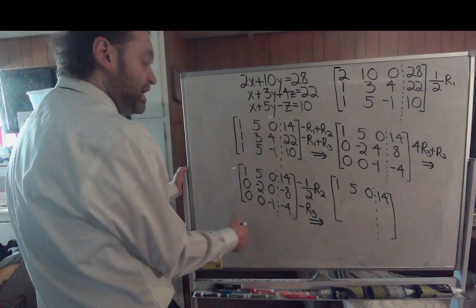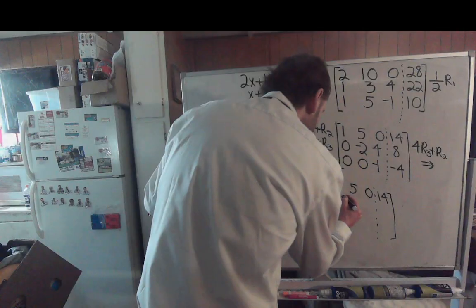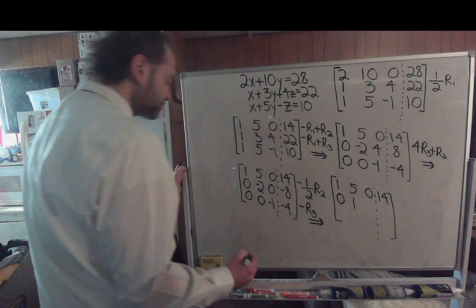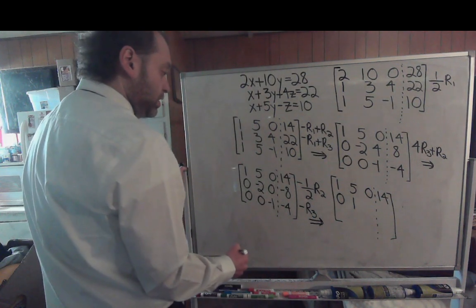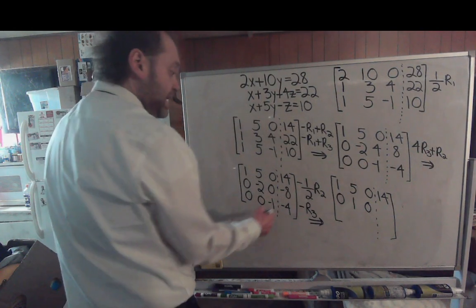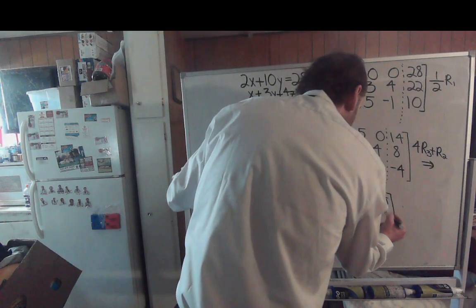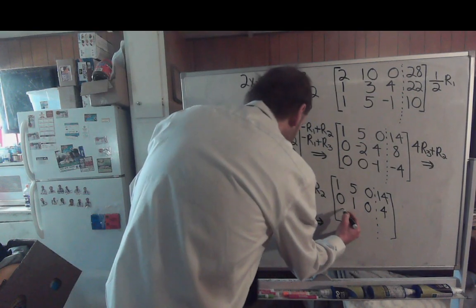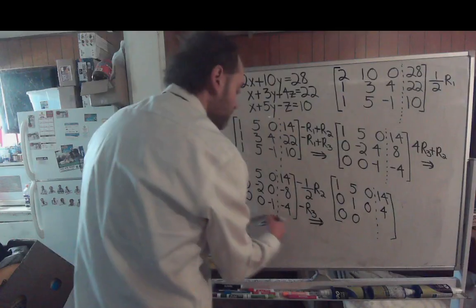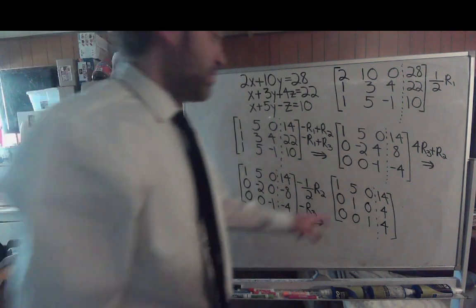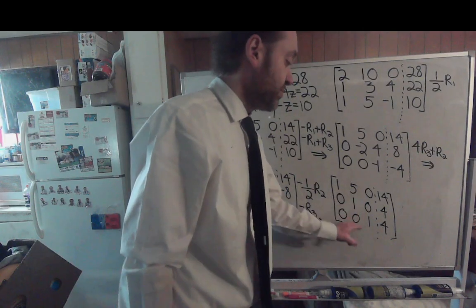All right, negative 1/2 of row 2, so negative 1/2 of 0 is 0. Negative 1/2 of negative 2 is positive 1. All right, let's see. Negative 1/2 of 0 is 0. Negative 1/2 of negative 8 is positive 4. And then just negate row 3, so you have 0, 0, negative negative 1 is positive 1, negative negative 4 is positive 4. All right, we got rows 2 and 3 to where they need to be.